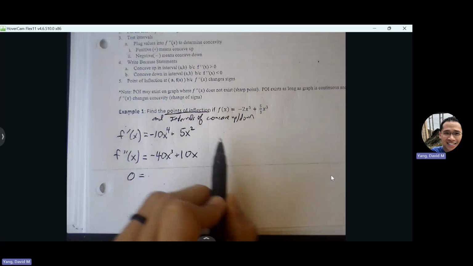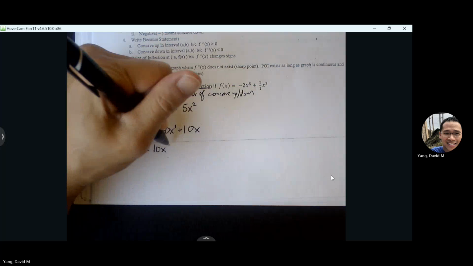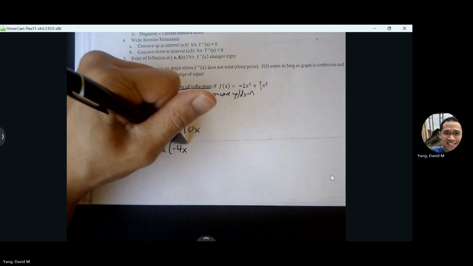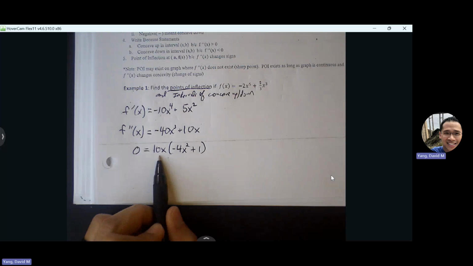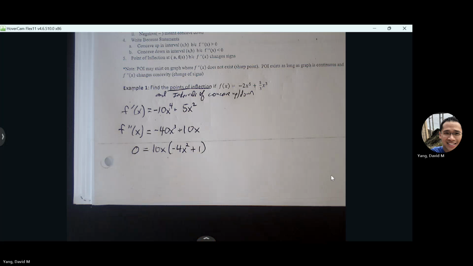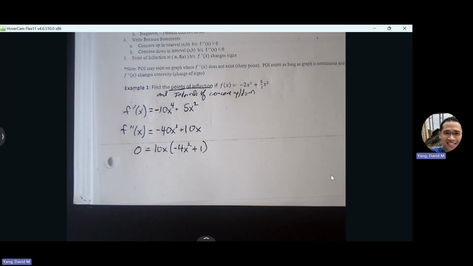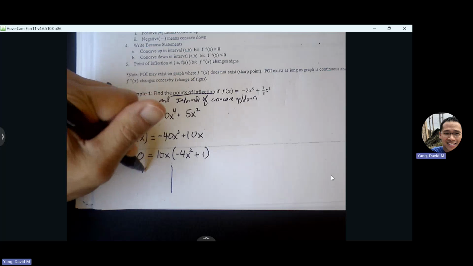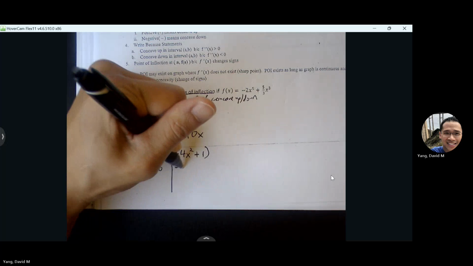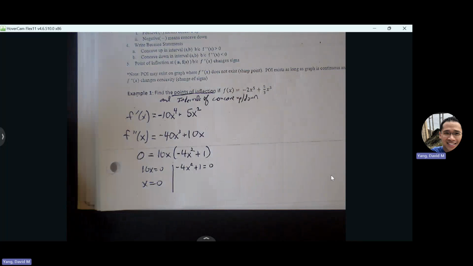Now set f double prime equal to 0. Find your critical points at this level. So take out your GCF and x. If you're taking out the GCF, that means you're dividing your initial terms by your GCF. Oh, sorry. Yeah, I think it's plus 4. Okay, so now I can set both factors equal to 0. The left side is easy, x equals 0.